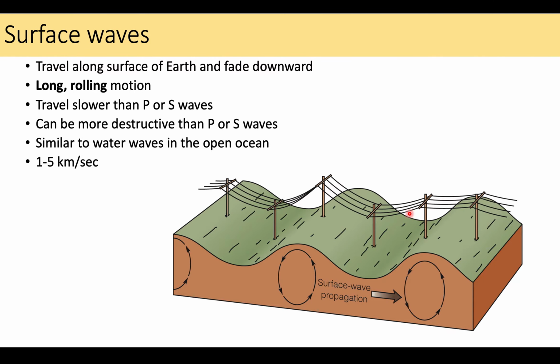So here we have our surface waves. They generally combine to create a really long rolling motion. So you have zigzag and up and down motion. This can be incredibly destructive, and it can be very similar to when there are big waves in the open ocean. So not crashing waves, but some large swell out in the open ocean. Surface waves are what's going to cause the most destruction on the surface of the earth, of buildings and roads and trees and things like that. They move much slower than the P and S waves.